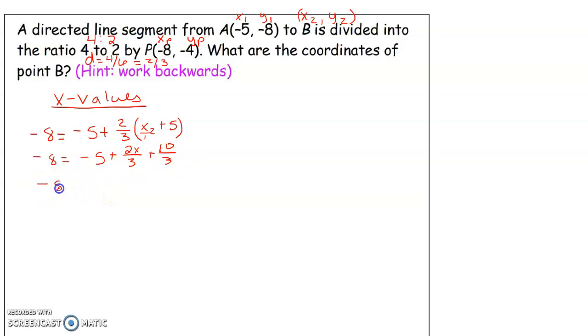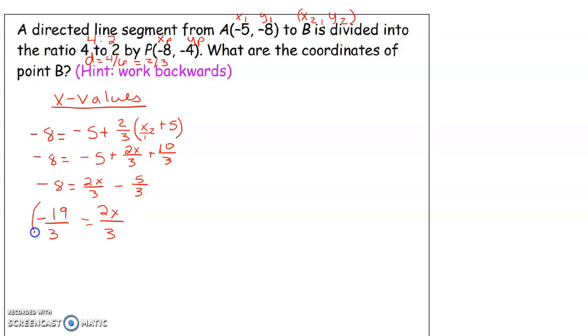I'm going to combine my like terms. A -5 and a positive 10 thirds. Put that into a calculator. It's a -5 thirds. Now I'm going to add 5 thirds to both sides. Double check my math here. I have a -8 plus 5 thirds. Yep. Then you end up with a -19 thirds equals 2x divided by 3.